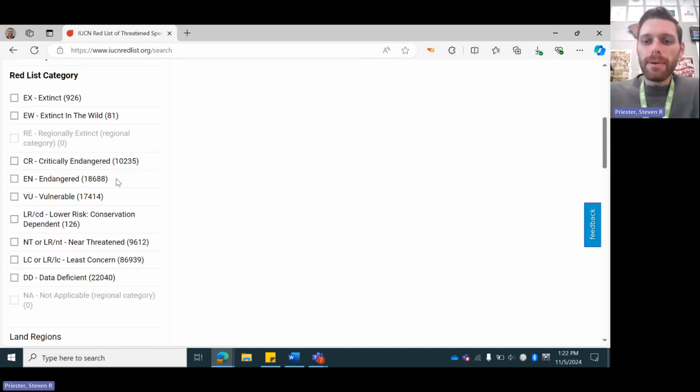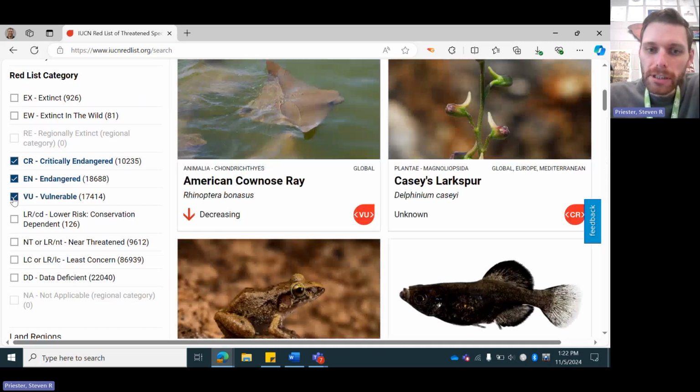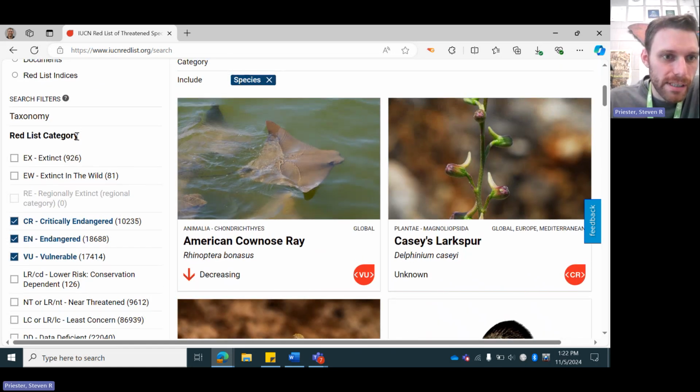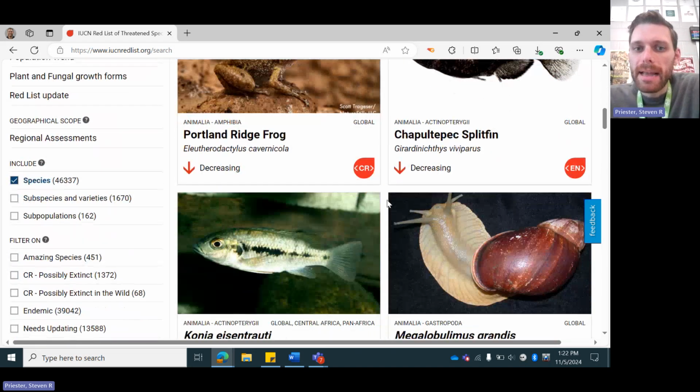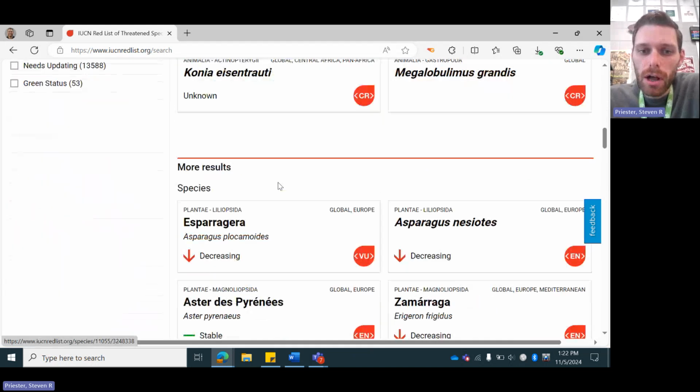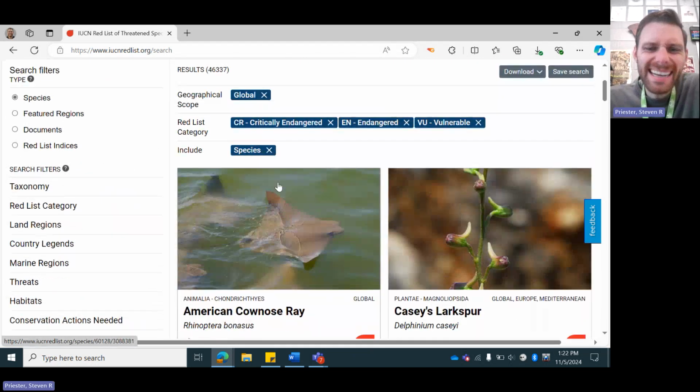What we're going to start off with, we want to only look at critically endangered, endangered, and vulnerable species. Those are the only ones that you can use for your project. So you need to do that for your first category and see how it already populates some of these species. So we have the American cownose ray, we have the Portland ridge frog, and we have a bunch further down here.